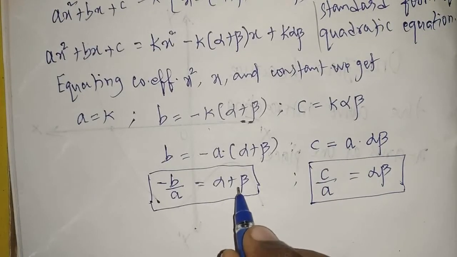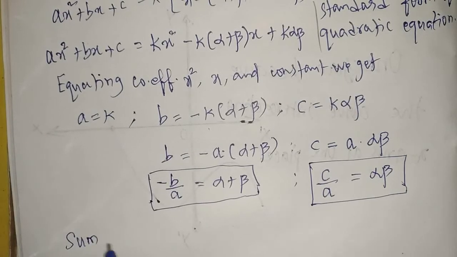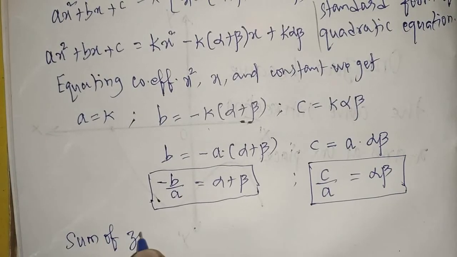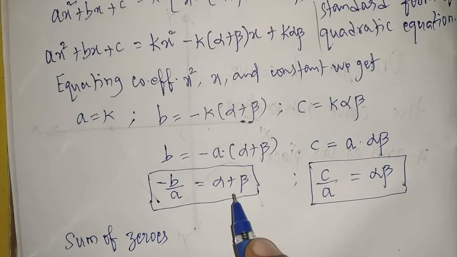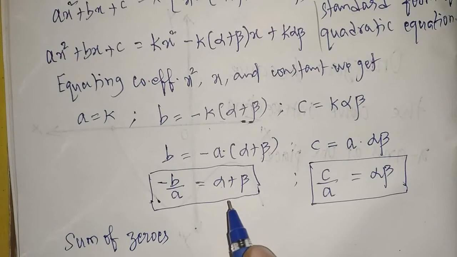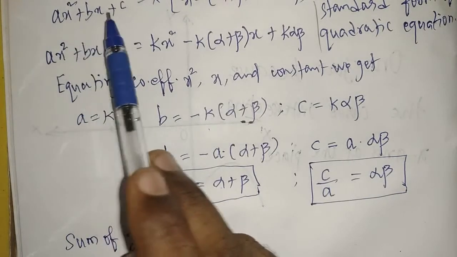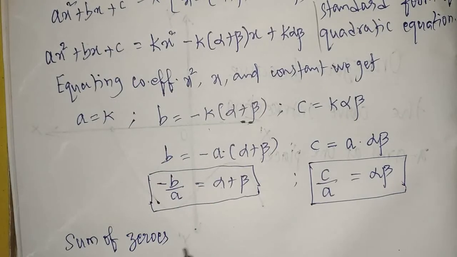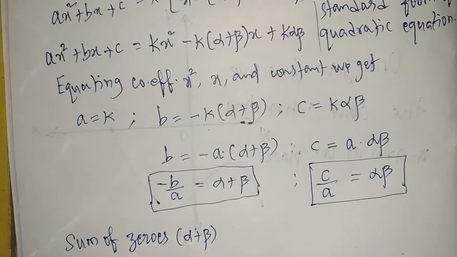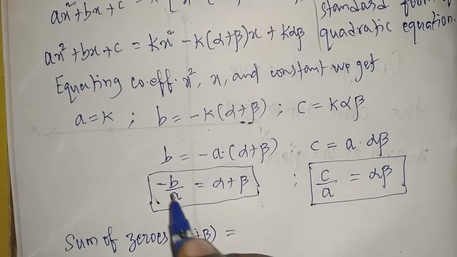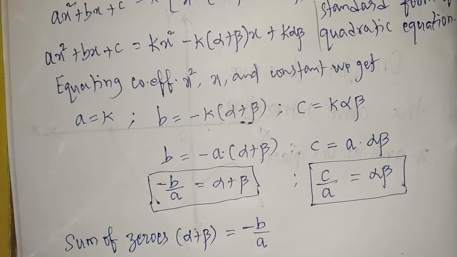So what is the meaning of alpha plus beta? That is the sum of zeros. Sum of zeros we say as alpha plus beta, because we assumed alpha and beta as zeros of that ax square plus bx plus c equation. So the sum of zeros, alpha plus beta, equals minus b by a, which is the formula we got.